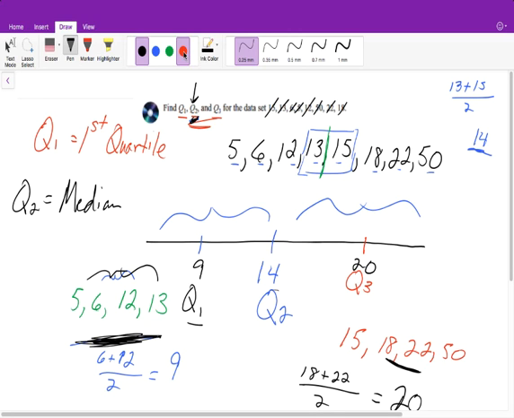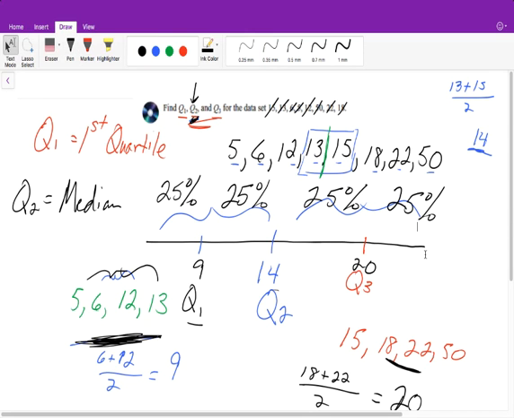Right? And one of the things that we can think of is when we find this, 25% of our data will be below quartile 1, 25% of our data will be between our first and second quartile, 25% of our data will be between our second and third quartile, and 25% of our data will be greater than our third quartile.